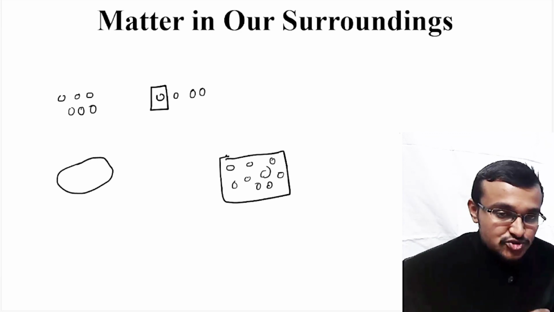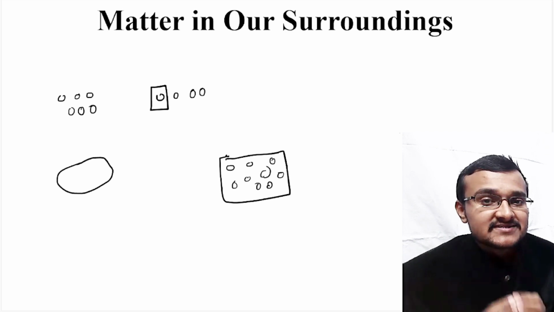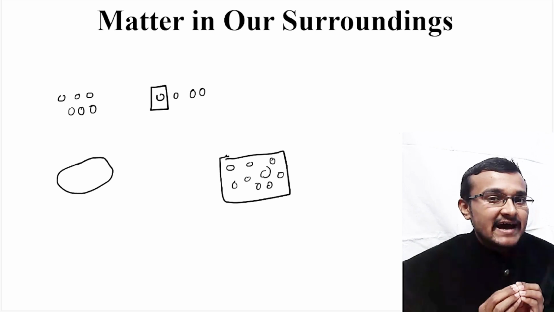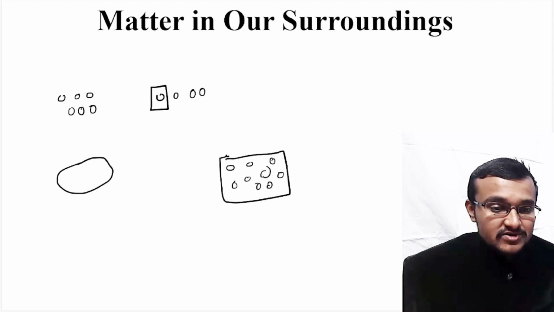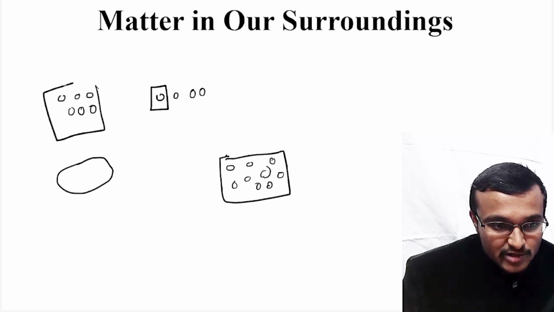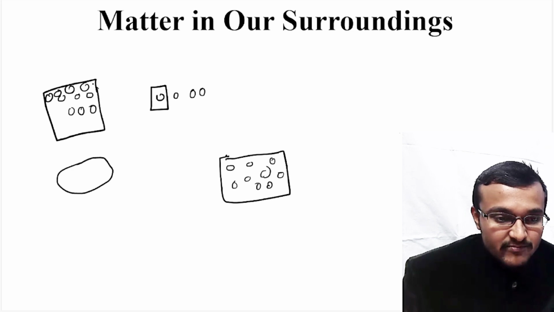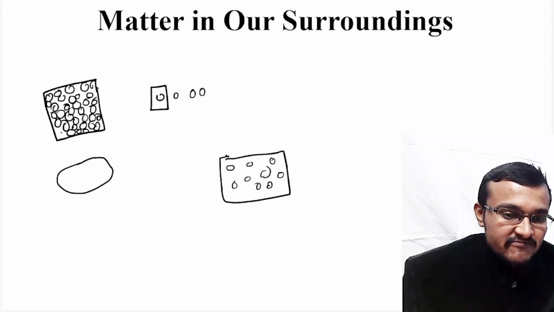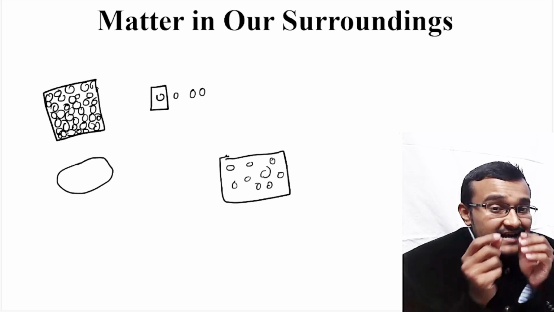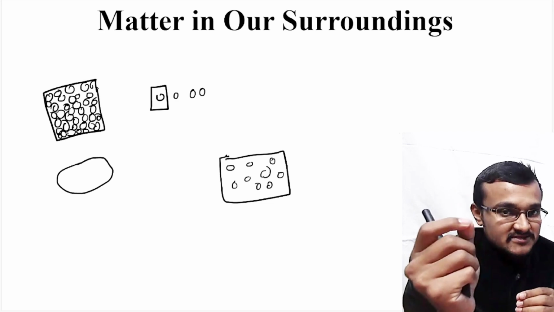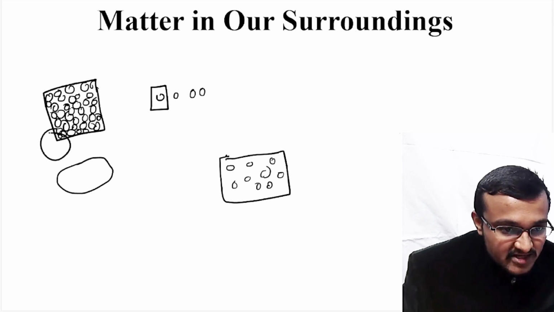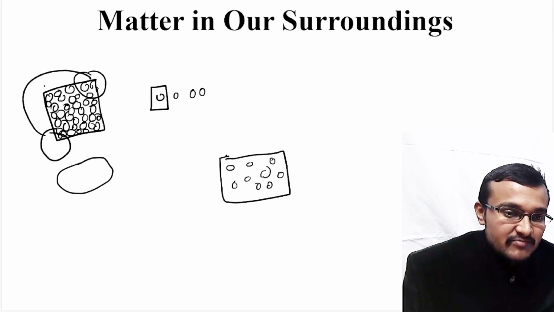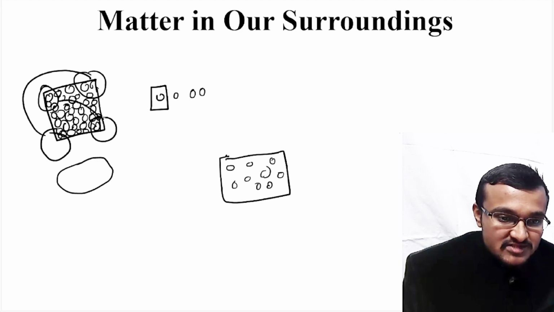So the main thing you should remember here is that particles inside a solid will not have greater random motion. Let's say this is a solid object which is made up of particles. These particles have very little space to move across the matter. All these particles will be fixed in one position and they don't move from one place to another. A particle lying in this position will not move to this position, and a particle lying in this position will not move to this position.